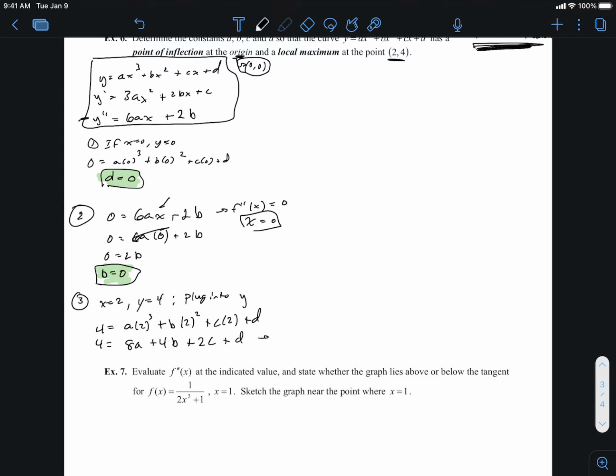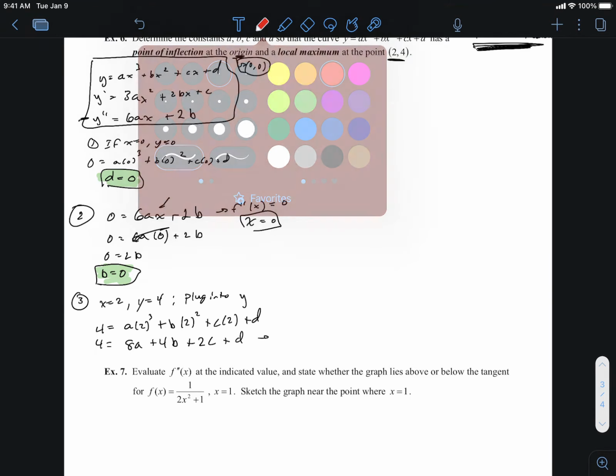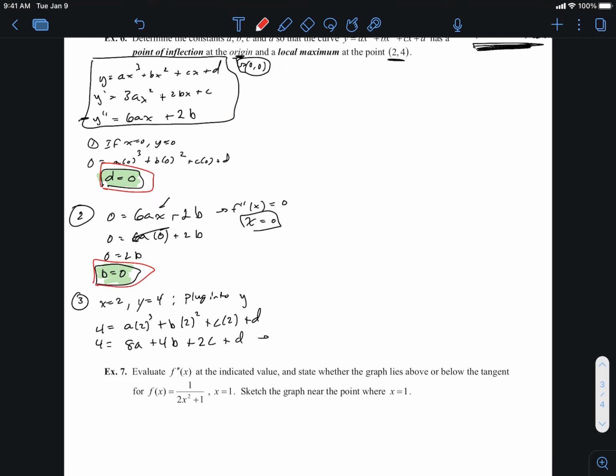I'll do it in a different color so you guys can see. We know, because of these, d is 0 and b is 0. So what are we left with? Well, we're left with the fact we're going to get 4 equals 8a plus 2c. And if I were to rewrite this, I could divide everything by 2 just to make it a little simpler. We're going to say 2 is equal to 4a plus c. So we're really close. Okay? This is setting up for something that you guys have seen before.